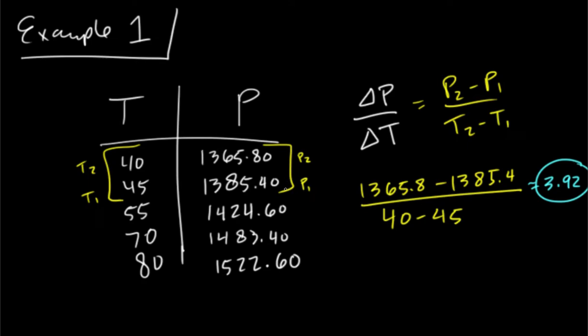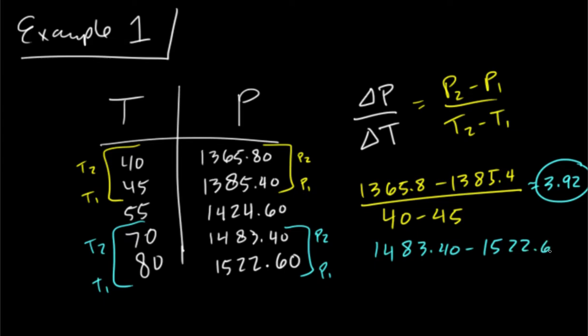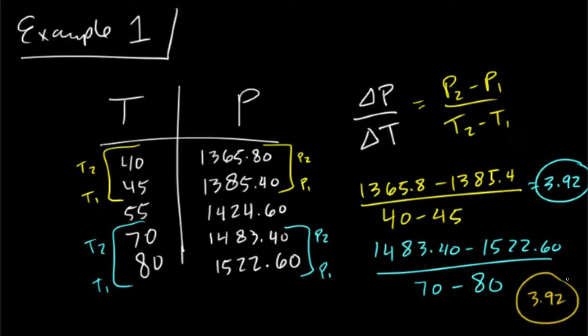Now, I'm going to test just a completely different area. I'm going to test here to here and do that again. So I'll just call this P1, P2, T1, T2. We get this when we plug it in. Once again, plug that into a calculator. We end up with the same number.